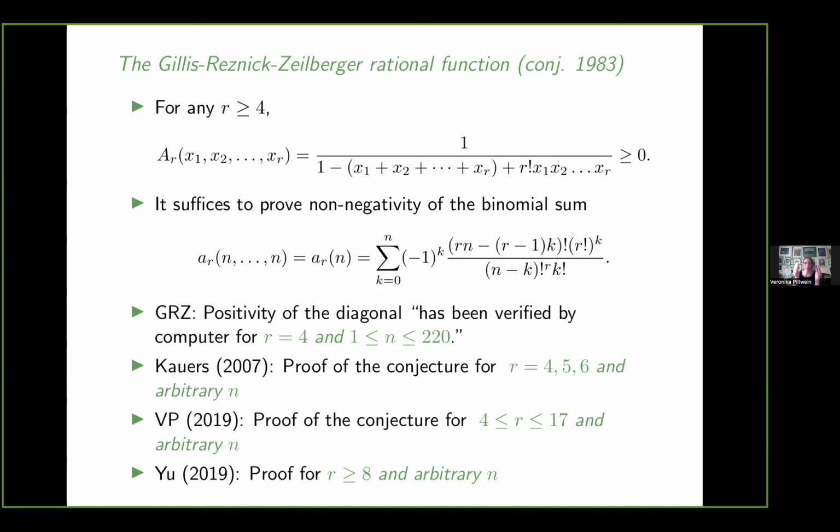So all that is stated below, not all, those three results are now looking only into this A_R of n, the univariate sequence. So in the original paper, they looked at the diagonal and they checked it with a computer for r equals 4 and up to n at most 220. And then Manuel applied the method that I just showed before for the orders 4, 5, and 6 and arbitrary n. And then he stopped there because the computations became prohibitive.